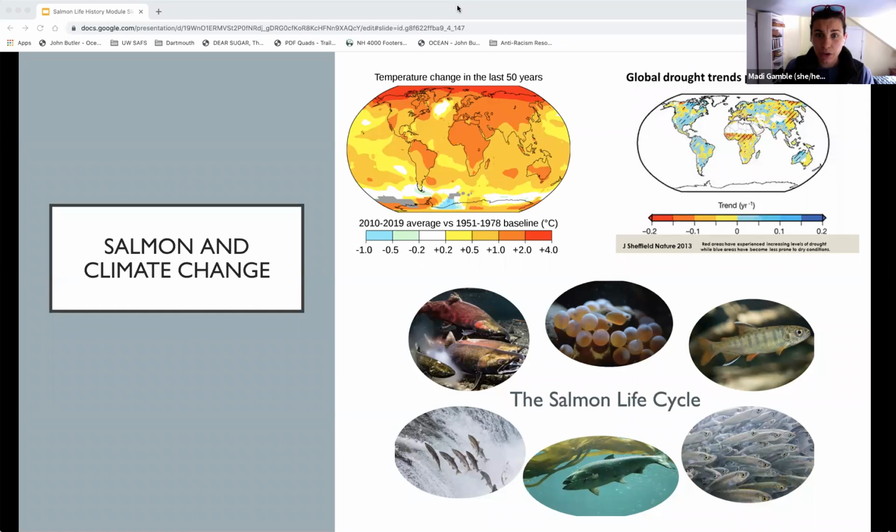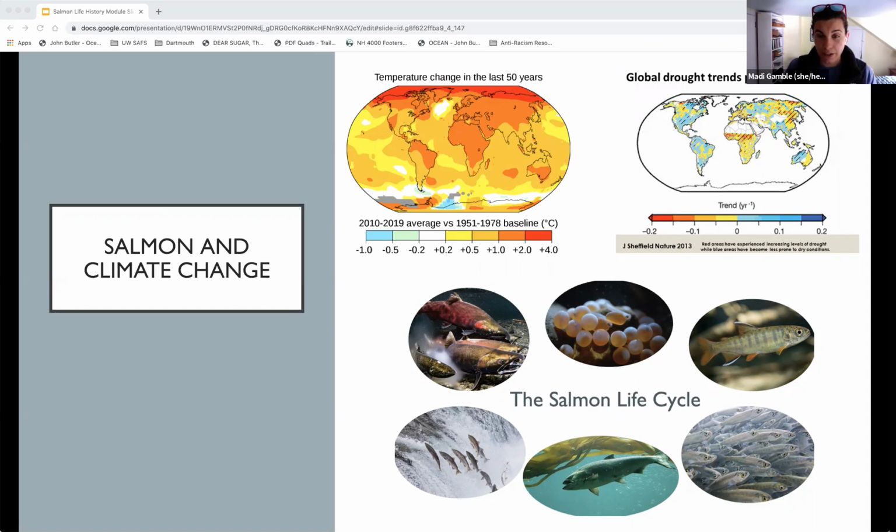Second, how does growth relate to life history? Faster growth means the fish migrates to saltwater at an earlier age and a smaller size, and also that it returns to freshwater to spawn at an earlier age and a smaller size. So taking these two things together, let's think about how changes in temperature and precipitation associated with climate change might affect salmon and their life cycle.